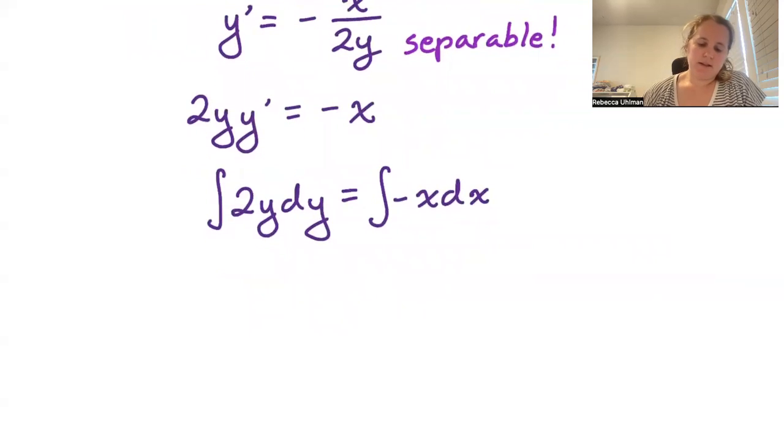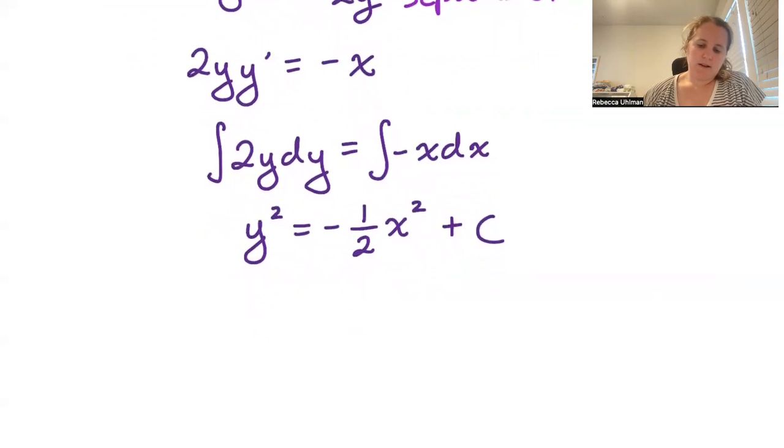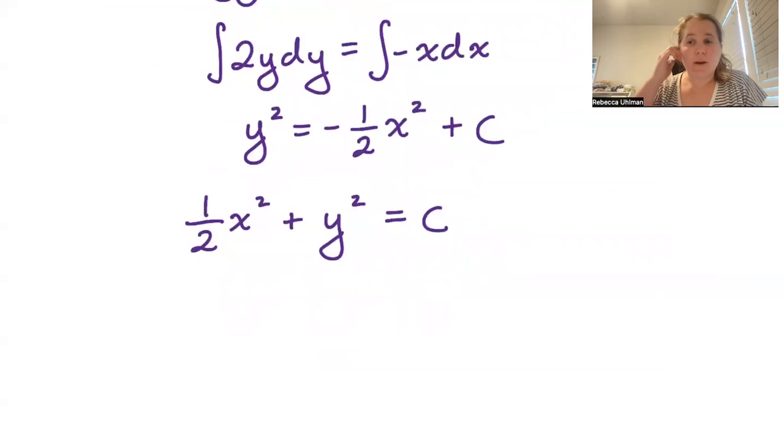So on the left-hand side, we have y squared. On the right-hand side, we would have negative 1/2 x squared and then plus c. And so if we rewrote this in a more traditional form, 1/2 x squared plus y squared is equal to c. And this is a family of ellipses.